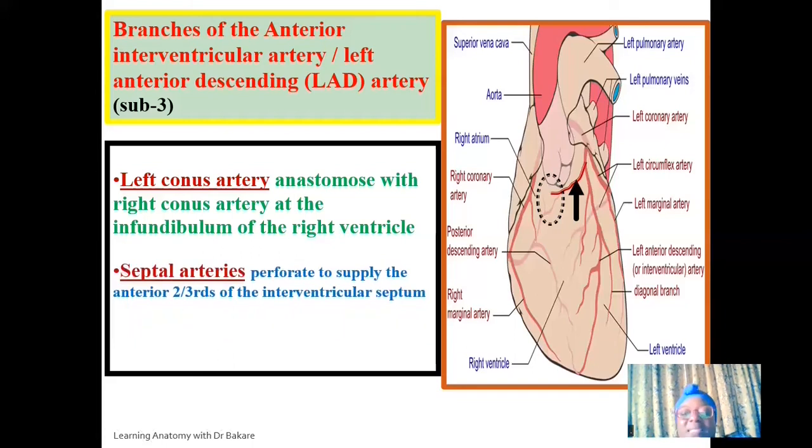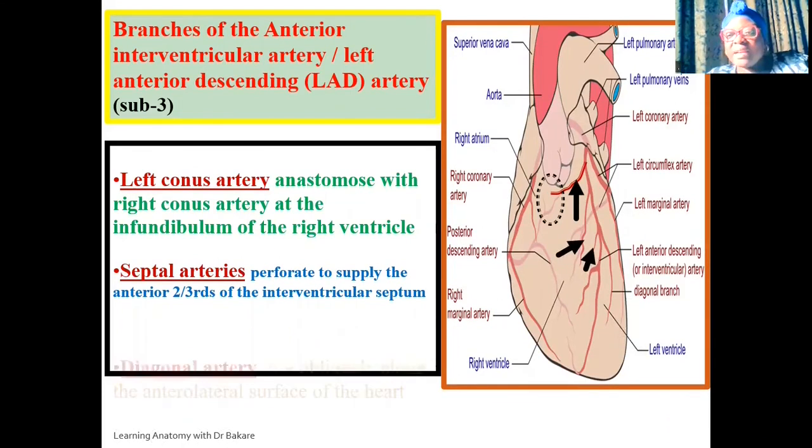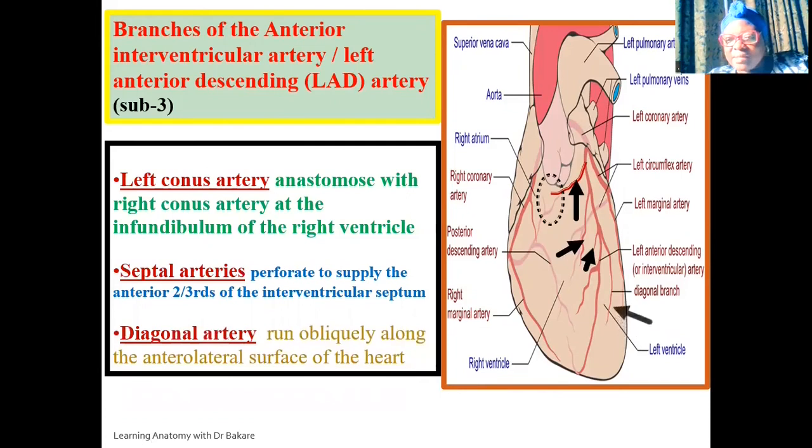The septal branches also emerge from the anterior interventricular artery, or the left anterior descending artery. So these are the septal branches. You see the septal branches perforating the wall of the heart and going to supply the anterior two-thirds of the interventricular septum. And we also have the diagonal branch, or the diagonal artery. This also emerges from the left anterior descending artery, and you see it running obliquely along the anterolateral surface of the heart, where it supplies this region.